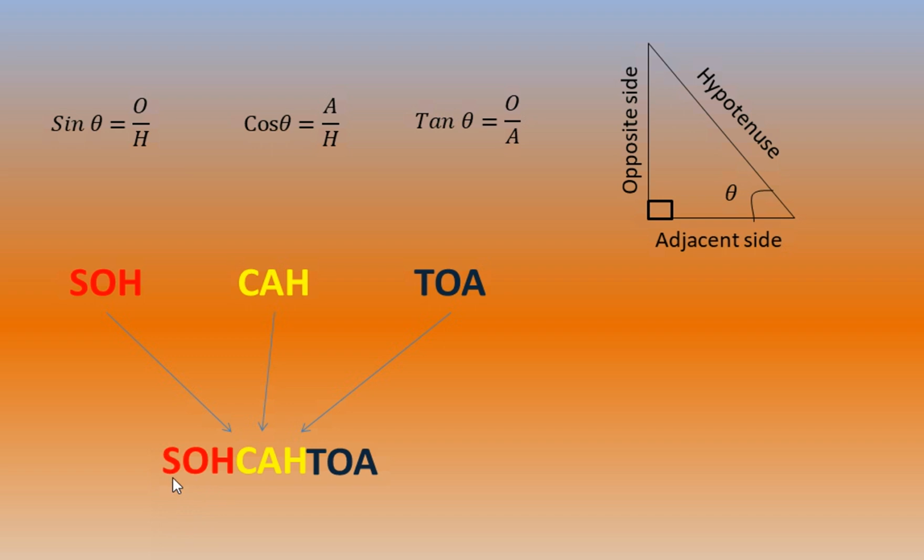Sohcahtoa means the first three letters represent the sin part, the next three letters represent the cos part, and the last three letters represent the tan part. If you learn this by heart, it is easy to remember sin, cos, and tan. Sin means opposite side by hypotenuse, cos means adjacent side by hypotenuse, and tan means opposite side by adjacent side. That is Sohcahtoa. Okay, then next we can go to the problem part.